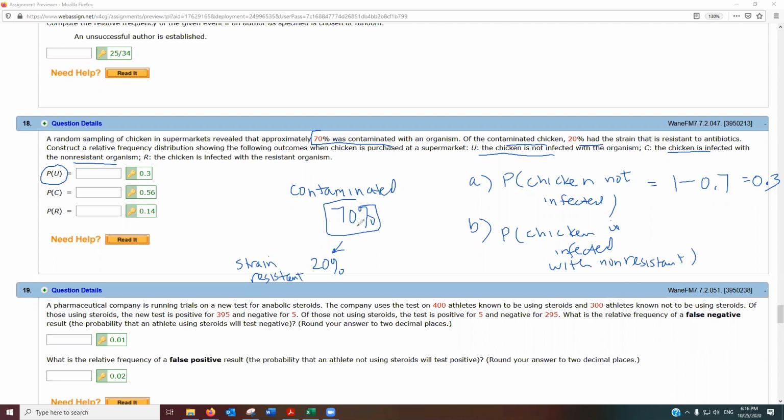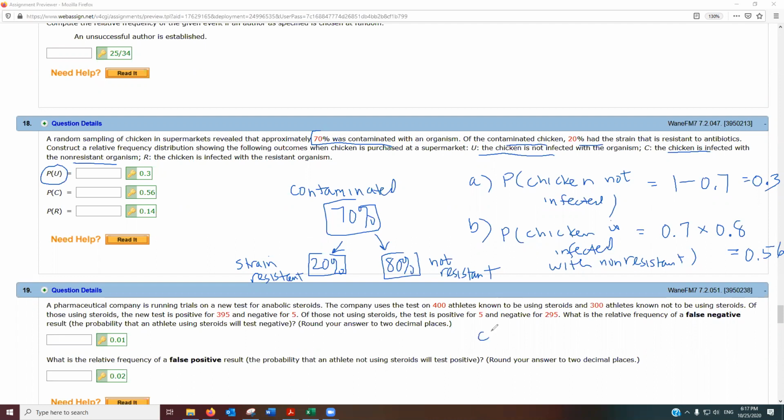Well, let's think about this for a second. I know that of the 70% that are contaminated, 20% are resistant. That must mean the other 80% are not resistant. So for a chicken to be infected with non-resistant, really they have to be contaminated first and not resistant. So really what I could do here is multiply these two probabilities together. This is the probability that a chicken is contaminated, and this is the probability that it's not resistant. So this is 0.56.